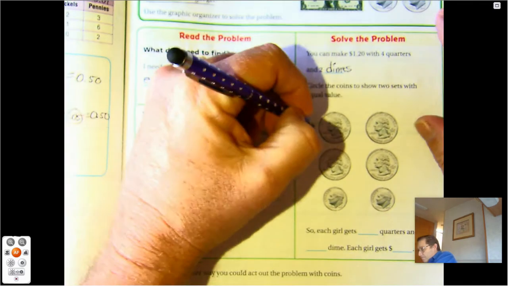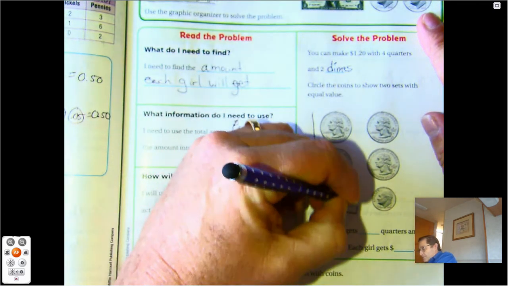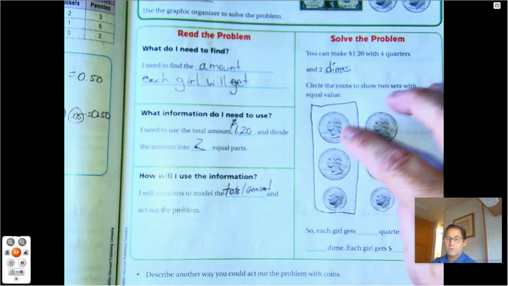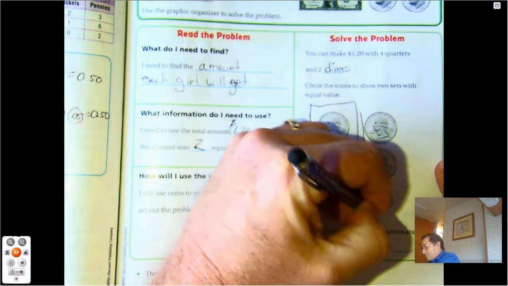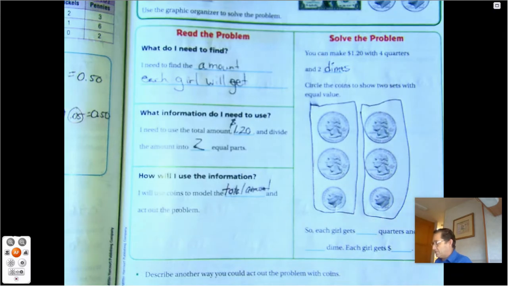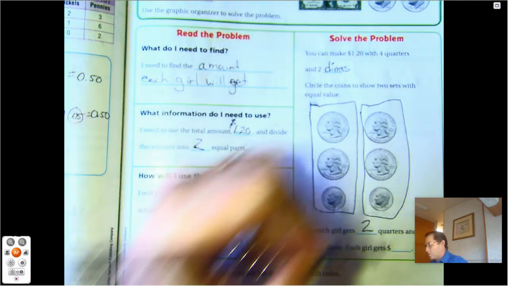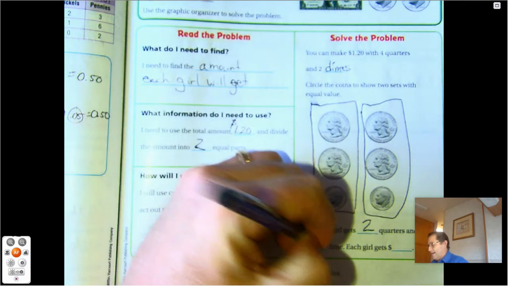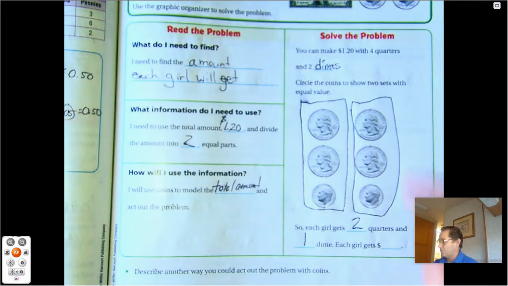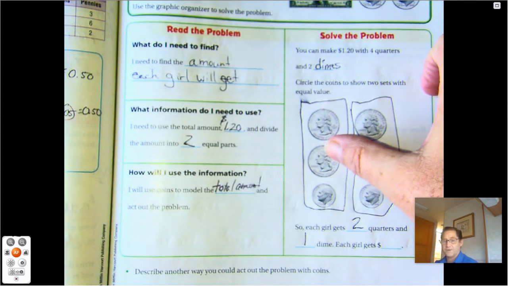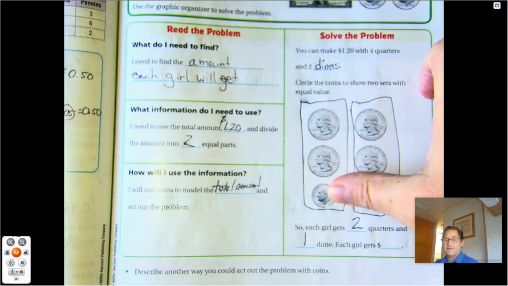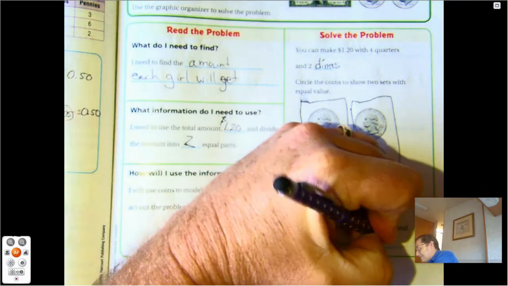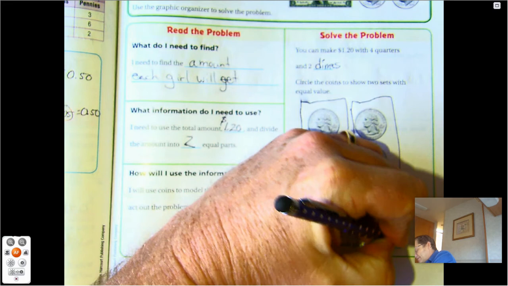So now, if I circle that, you get 2 quarters and a dime. You get 2 quarters and a dime. So each girl gets 2 quarters and 1 dime. So how much is that? 25, 25, 25 and 25 is 50. 50 and 1 dime, 10 cents. So 50 and 10 is 60 cents.